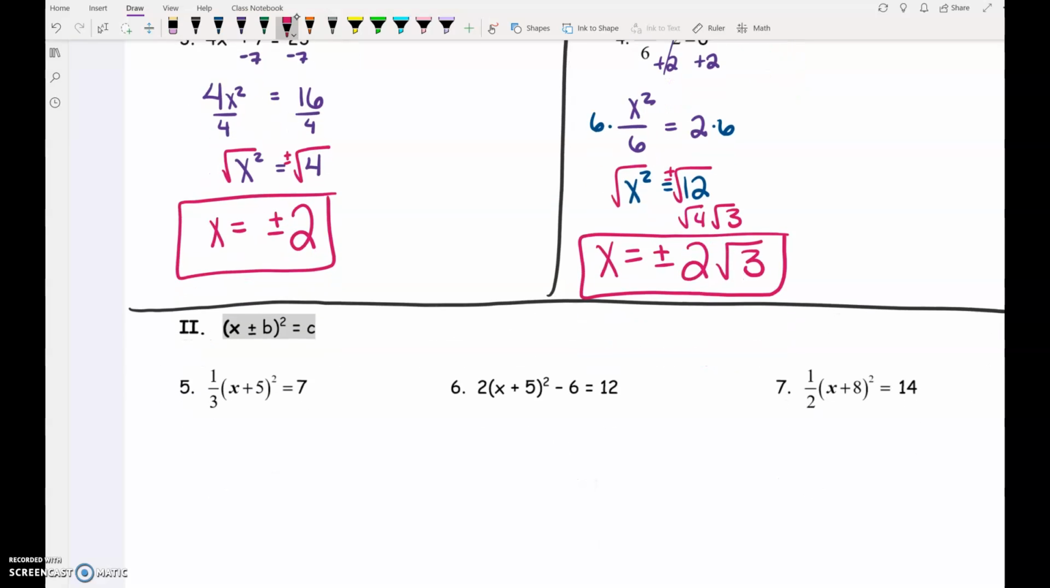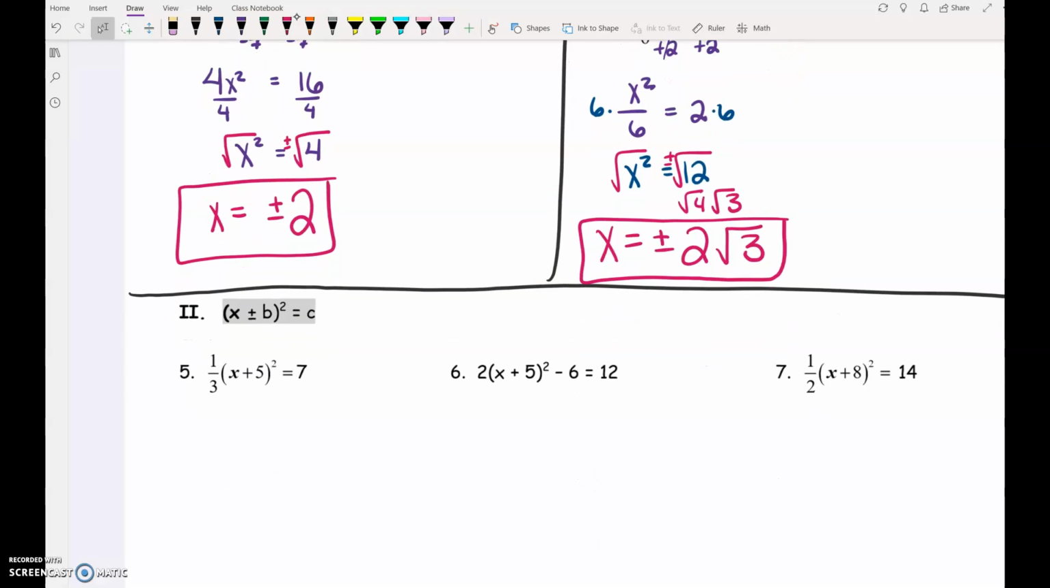Okay, the other type that we're going to talk about today is when we have parentheses squared. There's a couple super important things with parentheses squared. The first thing is that you are not allowed to distribute.